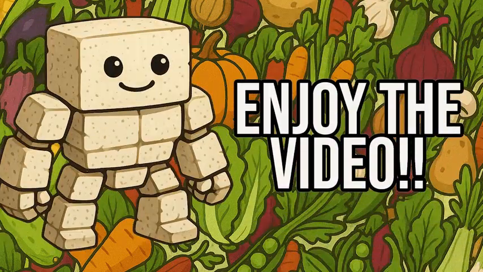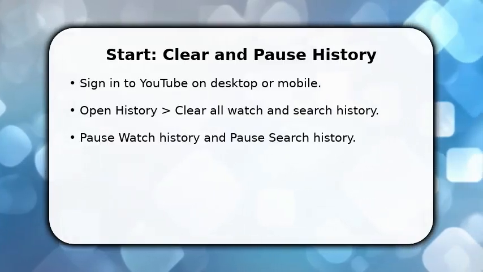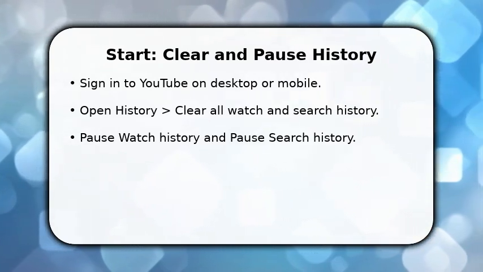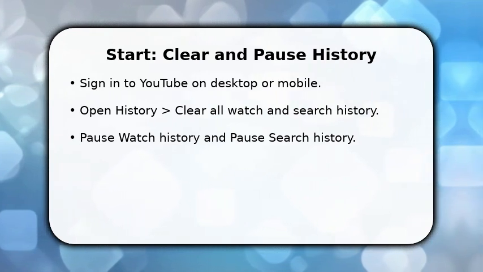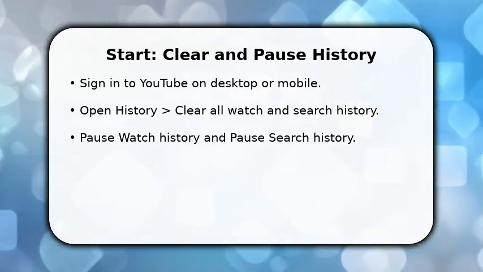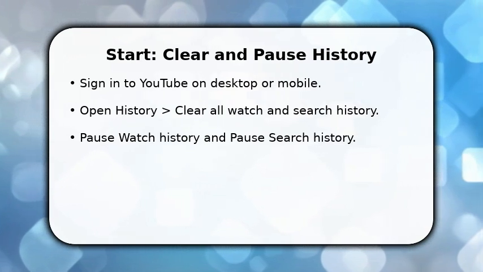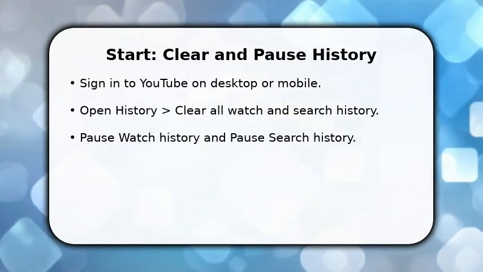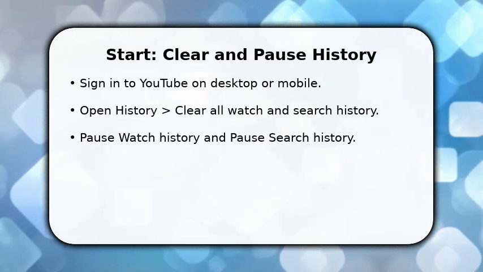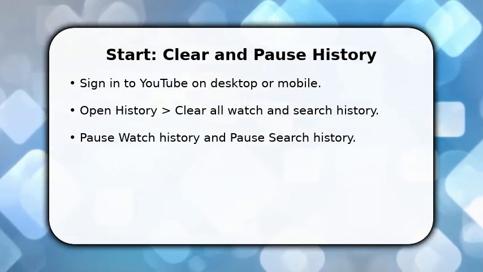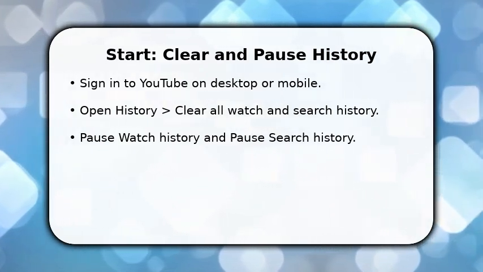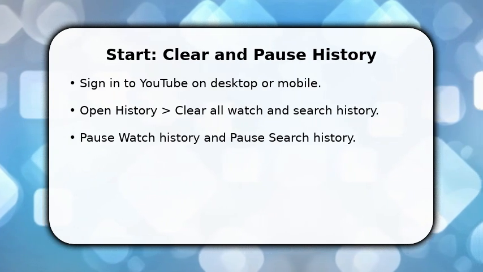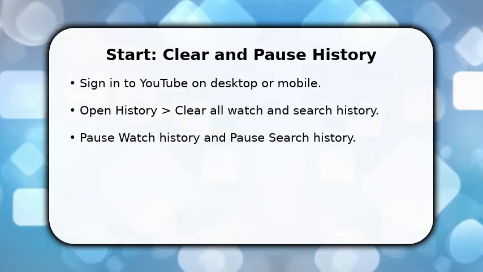Please enjoy the video. You're starting by stopping the algorithm's training data. First, sign in and go straight to history. Clear all watch and search history to remove past signals that feed recommendations. Once done, toggle pause watch history and pause search history so new views don't retrain suggestions. This is crucial because YouTube uses those logs to predict what to show you. Make sure you pause both histories, otherwise, the feed will rebuild quickly from new activity.